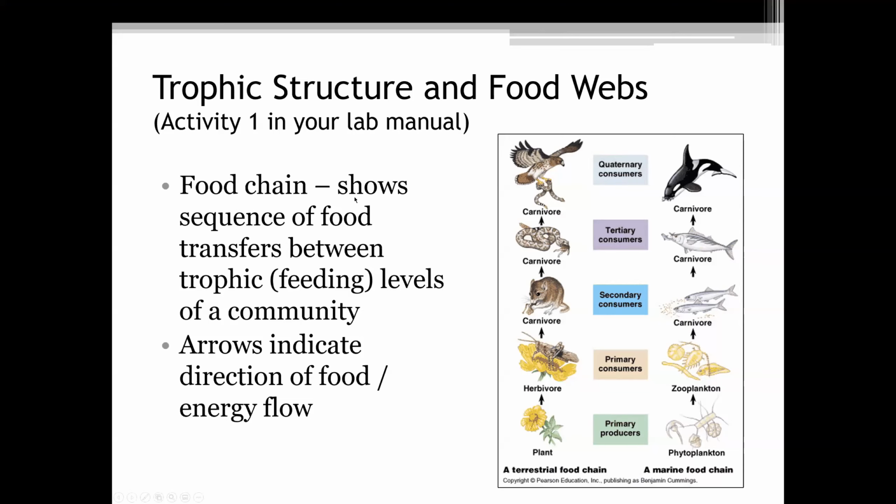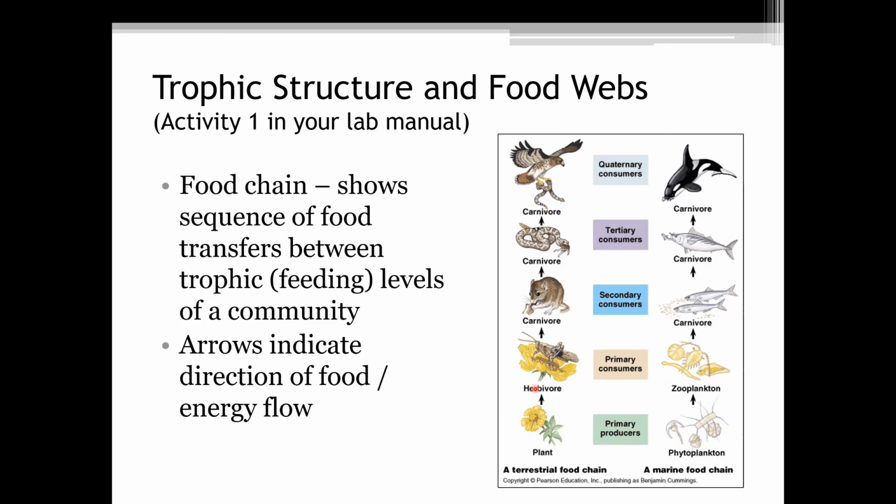And so here a food chain shows the sequence of food transfers between trophic feeding levels of a community. The arrows indicate the direction of food or energy flow. So plants and other photosynthetic organisms are considered producers because they are capable of converting energy to usable energy, or they create usable energy through photosynthesis. So, like I said, this would be plants. It will also include some bacteria and protists, or plant-like protists, that we discussed when we discussed the different kingdoms. So these are considered our primary producers.